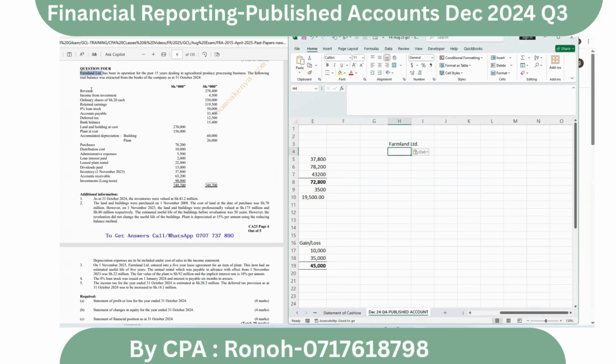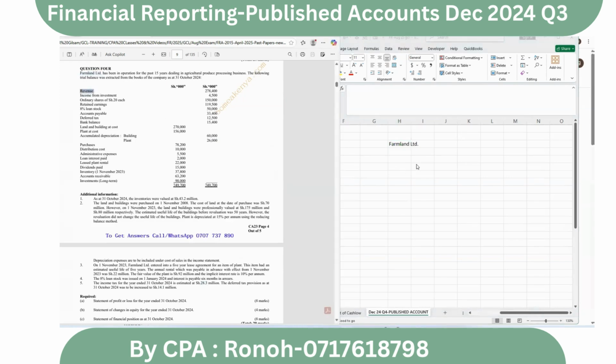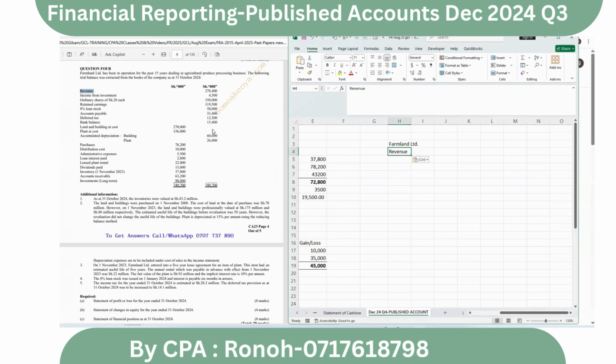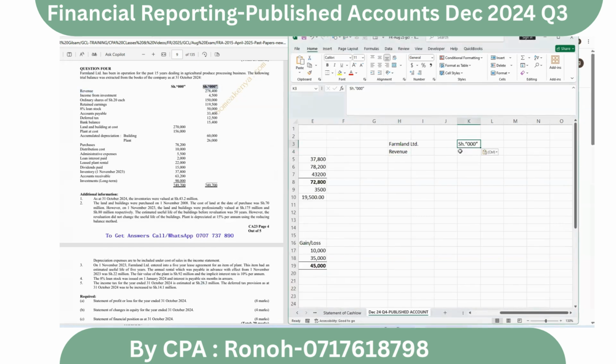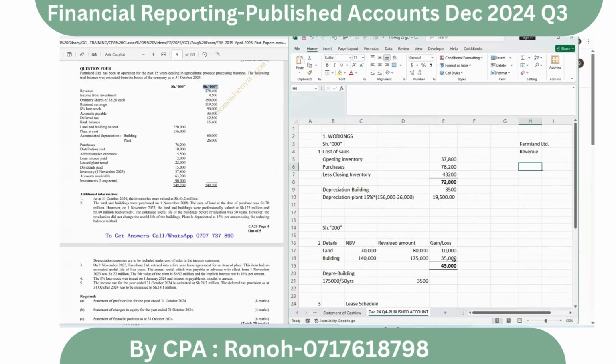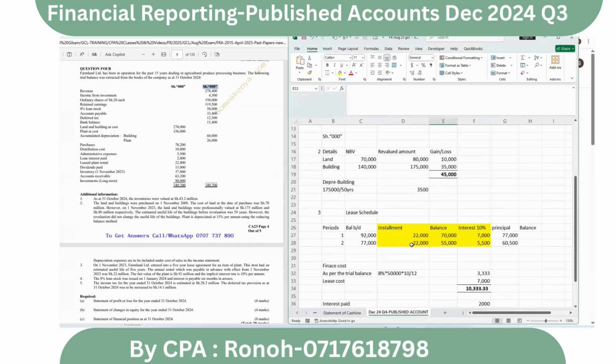For Farmland Limited, we start with the revenue. Once you are done with the workings, the other one is very easy. It is just posting or copy pasting. Oh, we did distribution and selling. Do we have admin cost? I didn't see any working for that. So get the total cost of sales, because these are the only costs we need here. Or is there, oh, depreciation on leased asset. These assets also do depreciate.